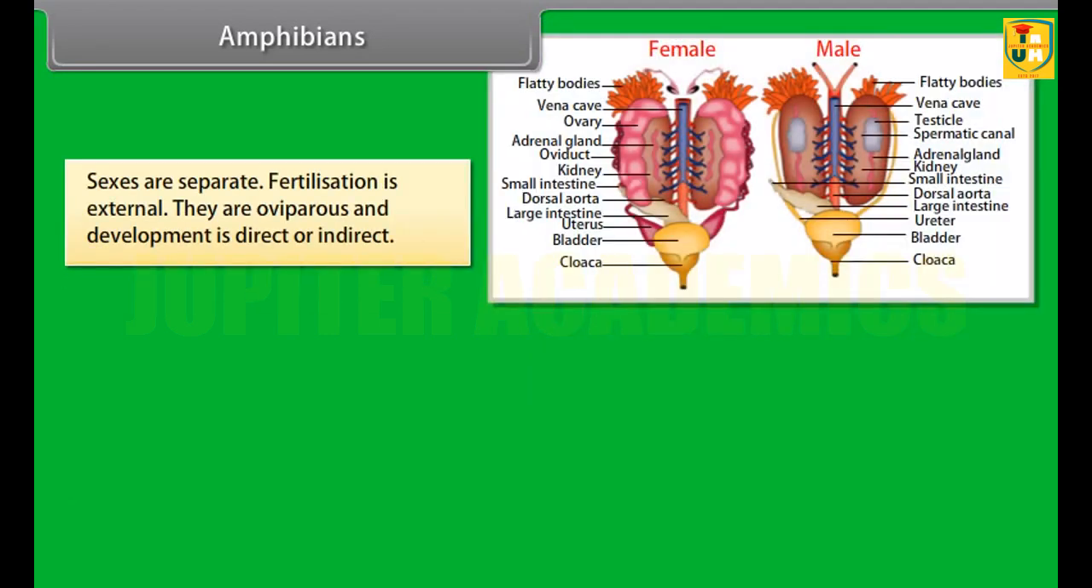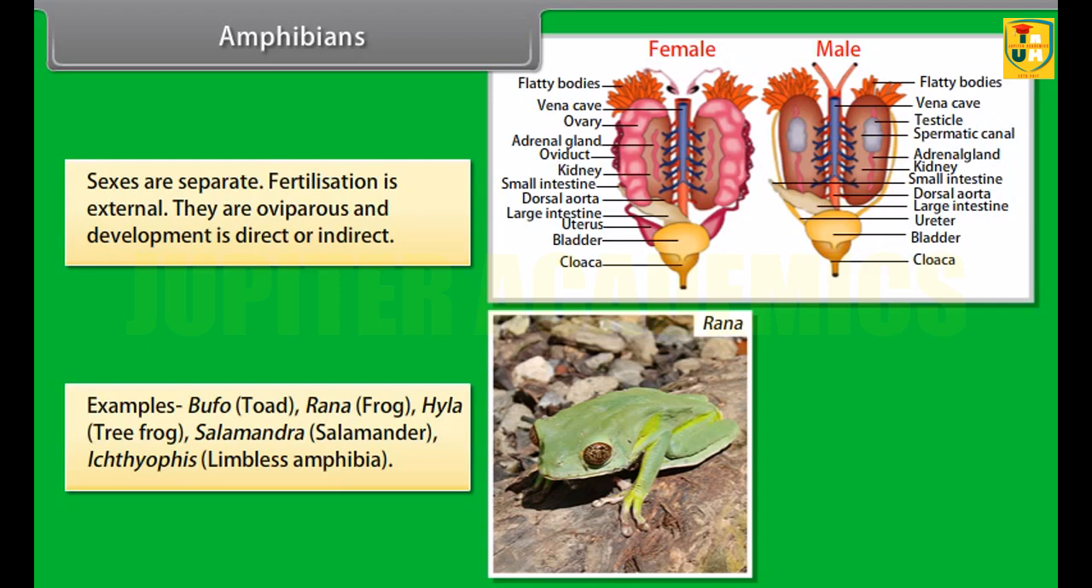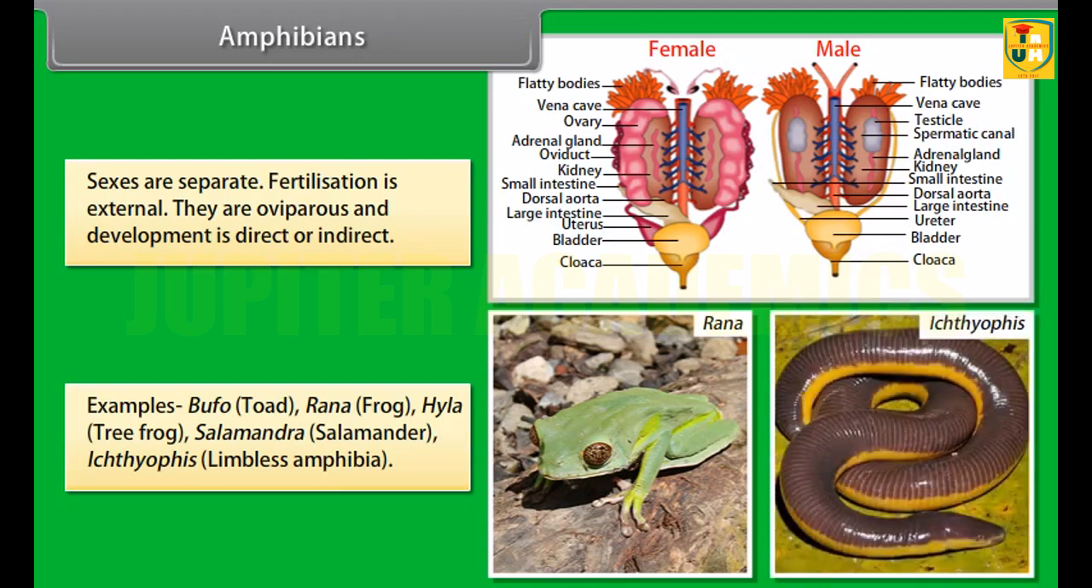Sexes are separate. Fertilization is external. They are oviparous and development is direct or indirect. Examples, Bufo, toad, Rana, frog, Hyla, tree frog, Salamandra, salamander, Ichthyophis, limbless amphibia.